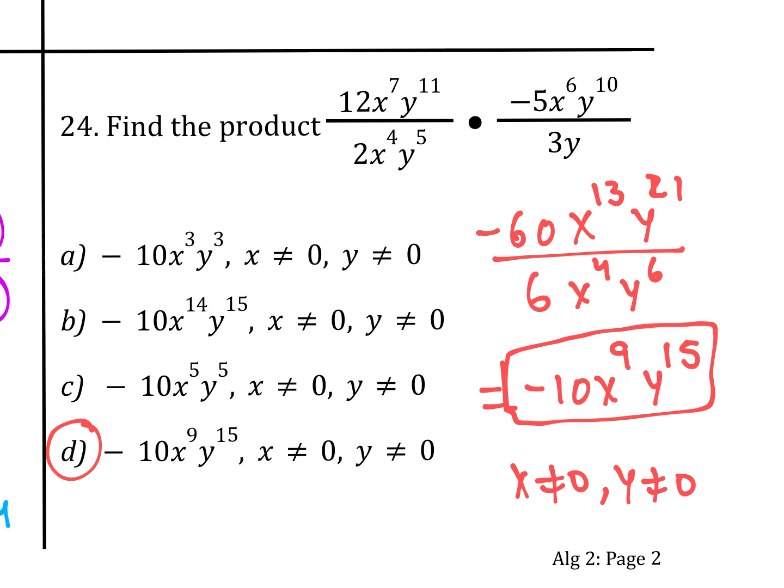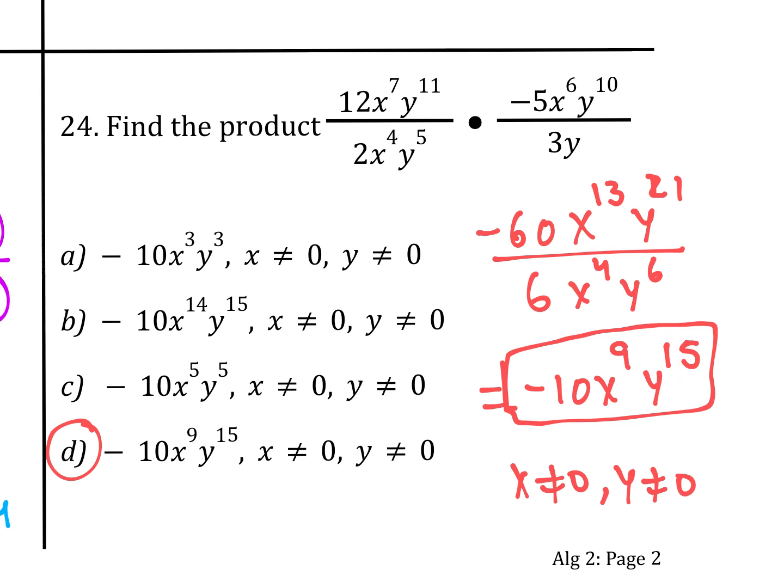Next question, you multiply the top with top. So 12 times negative 5 is negative 60. x to the power 7 times x to the power 6 would be x to the power 13. When the bases are the same, powers add. So 7 plus 6 is 13. y to the power 11 times y to the power 10 is y to the power 21. On the bottom is 6, x to the power 4, y to the power 1 plus 5 is 6. We have 60 divided by 6 is 10. 13 minus 4 is 9 and 21 minus 6 is 15.